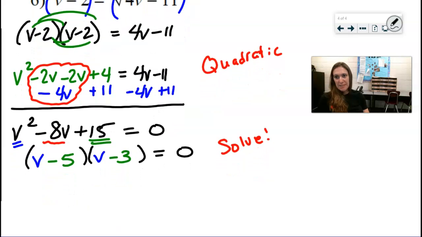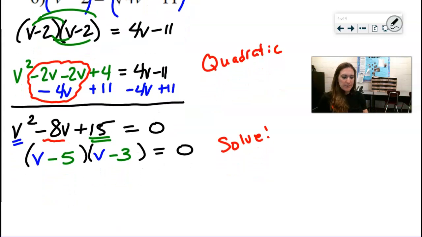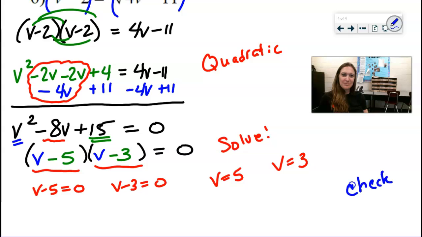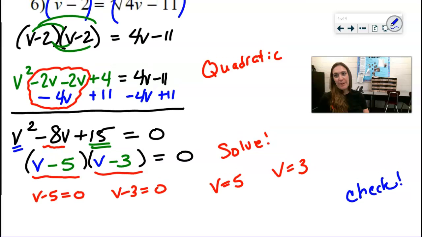I know it's tempting to skip and just be like, here's my answers. But these are your notes, so it doesn't really help you any if you skip steps. So set this and this equal to 0. So we have v equals 5 and v equals 3. But now I need to check. So the original problem, and you do have to go all the way back up to the original problem.